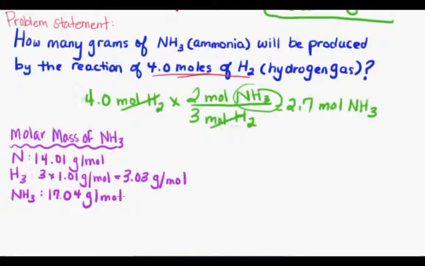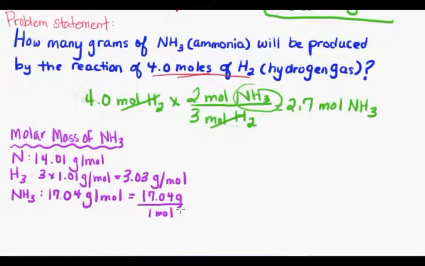Now you'll notice the units for molar mass, grams over moles, which is actually saying grams per mole. So this simply means that for every 1 mole of ammonia, the mass is 17.04 grams. We can also write it like this: 17.04 grams over 1 mole. This will work nicely for our next calculation then.